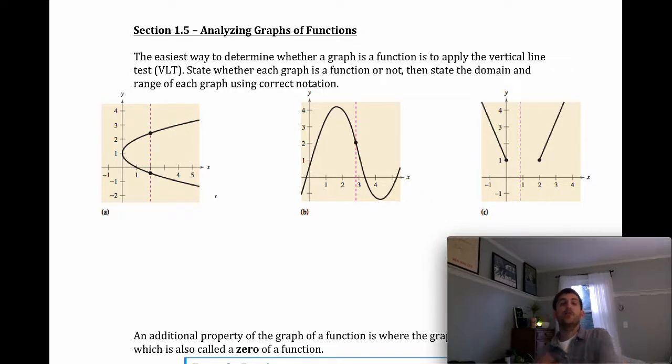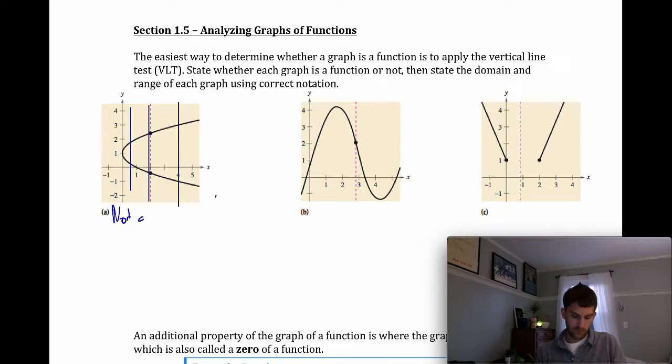We're asked to state whether each graph is a function or not, and then state the domain and range of each graph using correct notation. So for the first one, it fails the vertical line test miserably. It fails everywhere you draw a vertical line. So it's not a function. Now, after that, we're asked to come up with the domain and range.